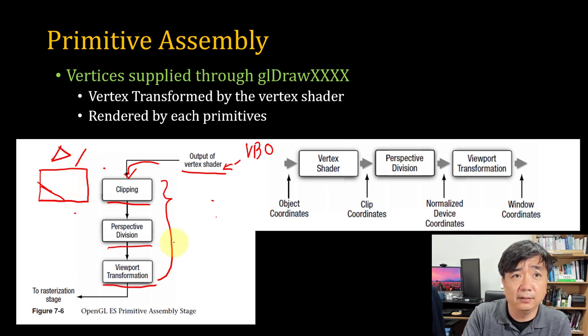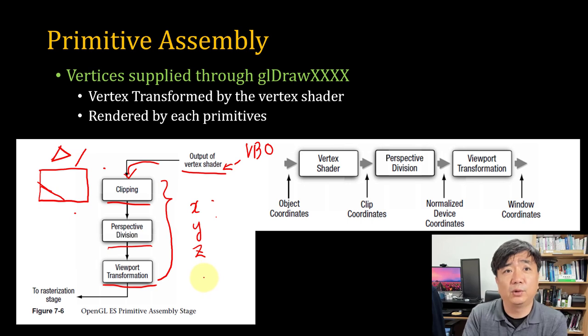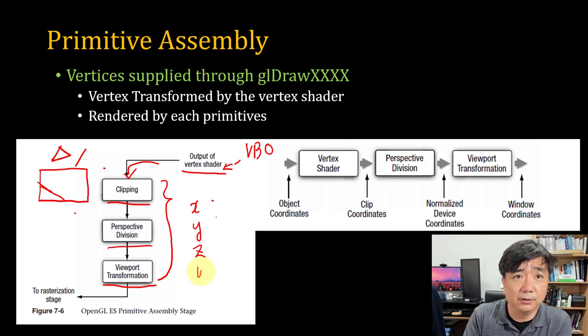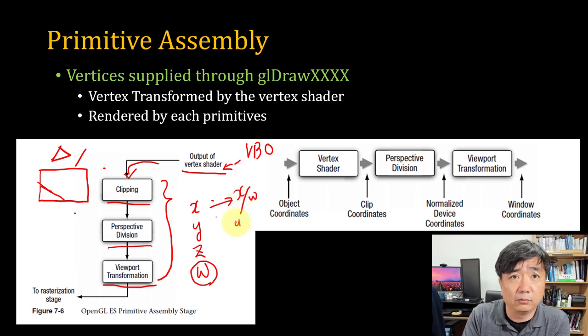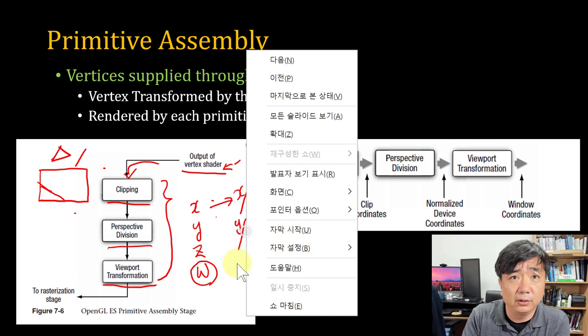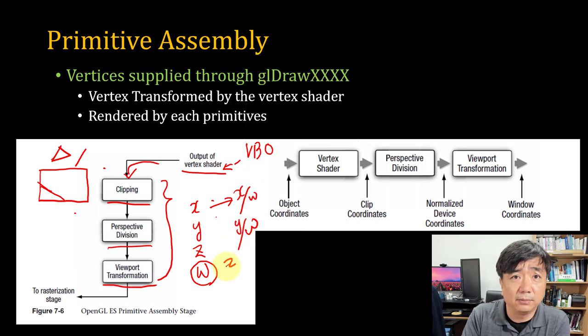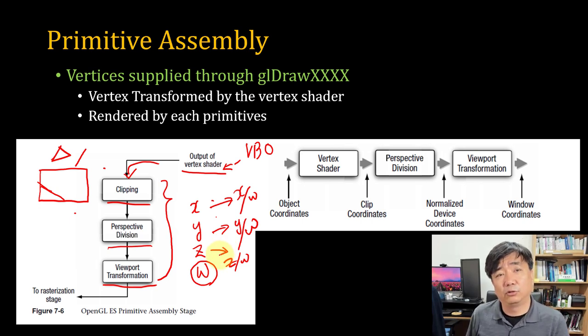Okay. And then the second step is perspective division. So we are dealing with 3D graphics. So the coordinate of the vertex shader result is X, Y, Z. But there is one more element, which is W. It is the perspective parameter. So perspective division is making x divided by w, y divided by w, and z divided by w. So why? I will explain in the transformation.